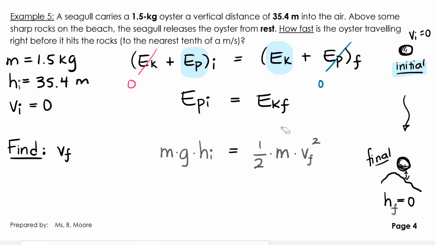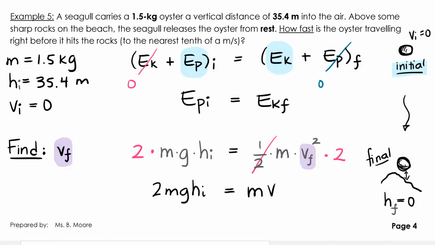Now it's time for some algebra. We need to algebraically isolate the quantity that we're supposed to find. We're looking for the final speed, v_f, so we have to get that by itself. We're going to systematically get rid of all of the things preventing v_f from being by itself. Let's start by multiplying each side of the equation by 2. This will undo the 1/2 on the v_f side of the equation. Now we have 2 times the mass times gravitational acceleration times initial height equals mass times v final squared.